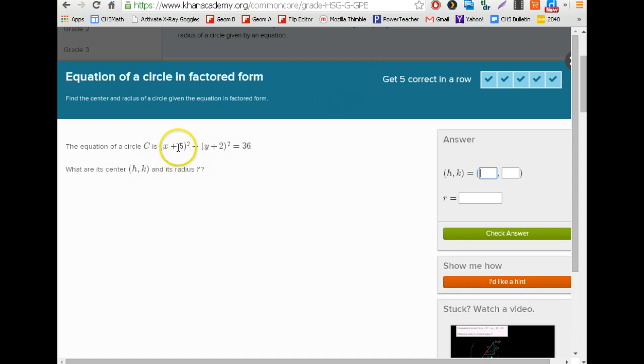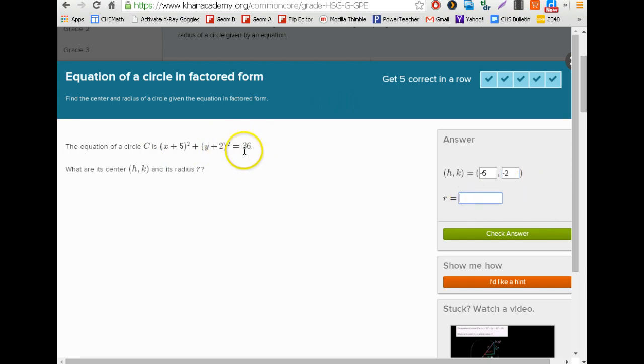So x minus h. So this should be 5 would be h, except that we've changed it to plus 5. So that means it's got to be negative 5. And here we have plus 2, so that means it's going to have to be negative 2, because it should be x minus h and y minus k. So when you see plus, that should tell you, oh, I got to change the signs on this.